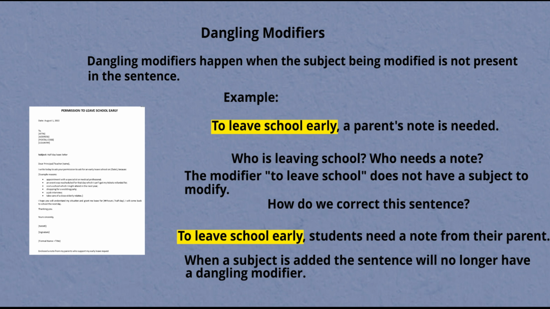The next one is dangling modifiers. Dangling modifiers happen when the subject being modified is not present in the sentence. You don't have the subject in the sentence. So in the image, you can see it is written permission to leave school early. Okay, let's see the sentence. To leave school early, a parent's note is needed. It is a generalized statement. So who is leaving school and who needs a note?